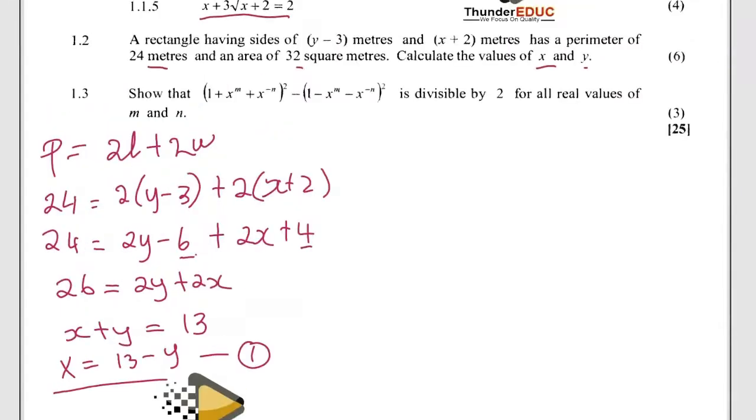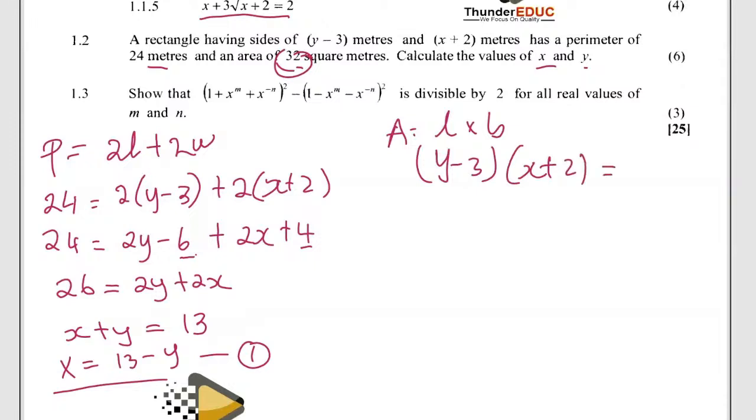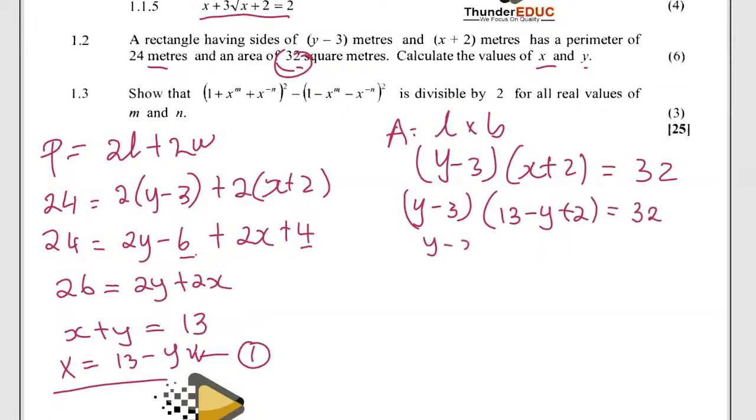And then let's go to the area. So we know that area of a rectangle is given as length times the breadth. So y minus 3 into x plus 2 should give us a 32. We can substitute where there is x, we put 13 minus y. So y minus 3 into 13 minus y plus 2 should give us a 32. So y minus 3 into, that's going to be now 15 minus y, should give us a 32.